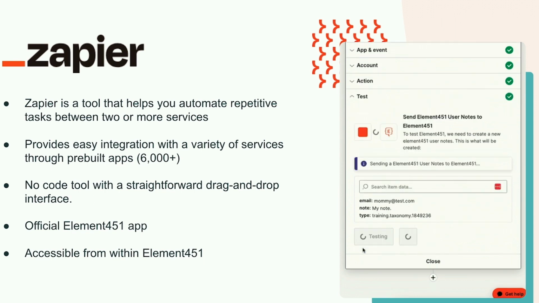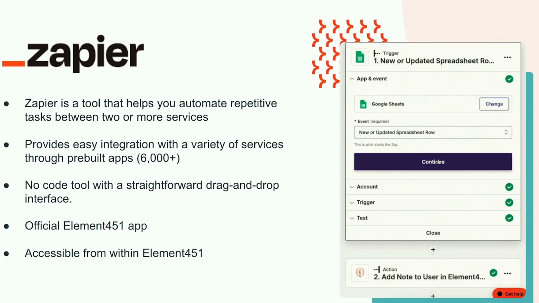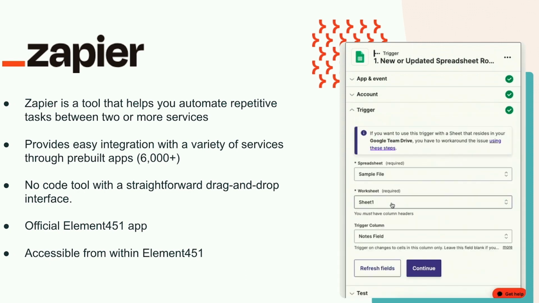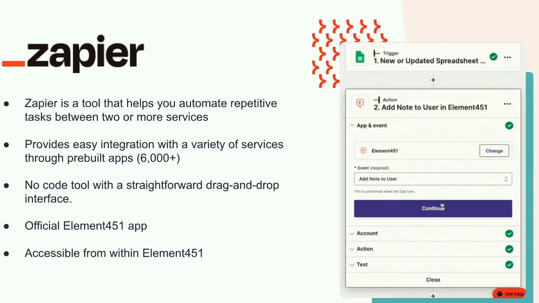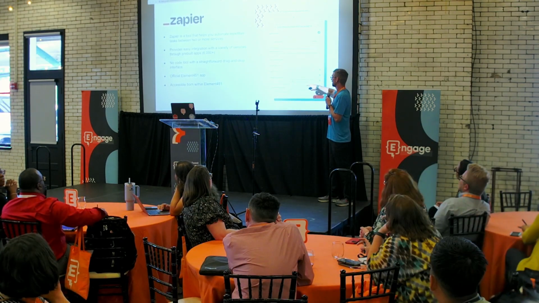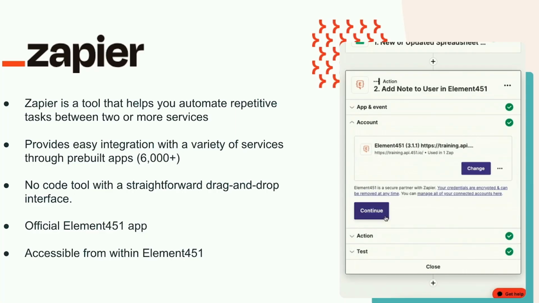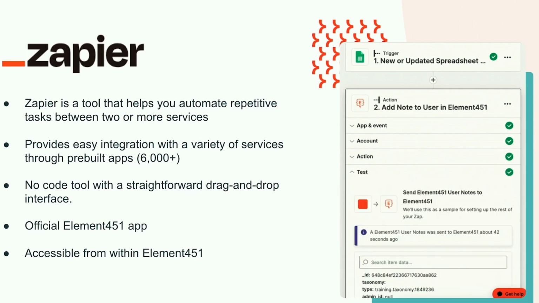So this GIF here that I have is taking a spreadsheet in Google Drive, and it says when a new row comes in. So you've got your event. When a new row comes in, we're going to have a trigger. We've got my spreadsheet, my worksheet, and then the column with that something comes in. You're going to grab the data, and then you can do something with it. So in this case, we can add a note to a user. You can add a task. You can create a conversation. You can create a form submission. And then you go through and you say, here's my account in Element451. Here's where I want to map the fields. So here's my column in Google Drive. Here's where we'll go in Element. And then you can test it.